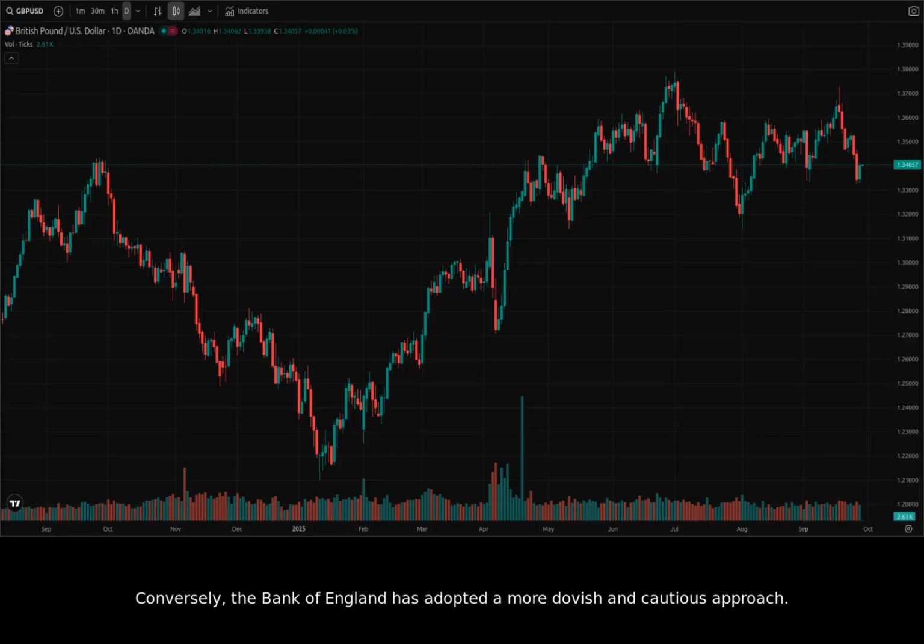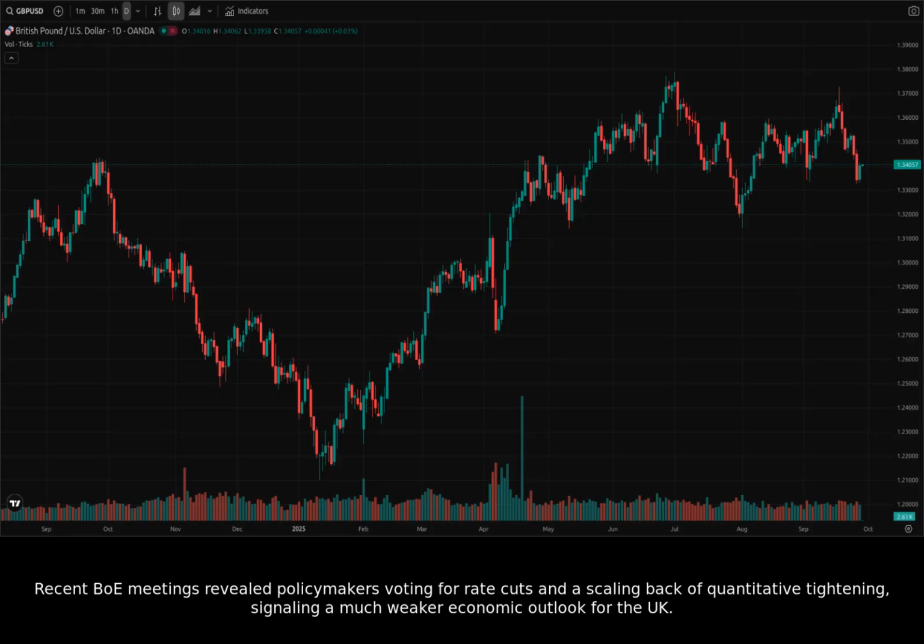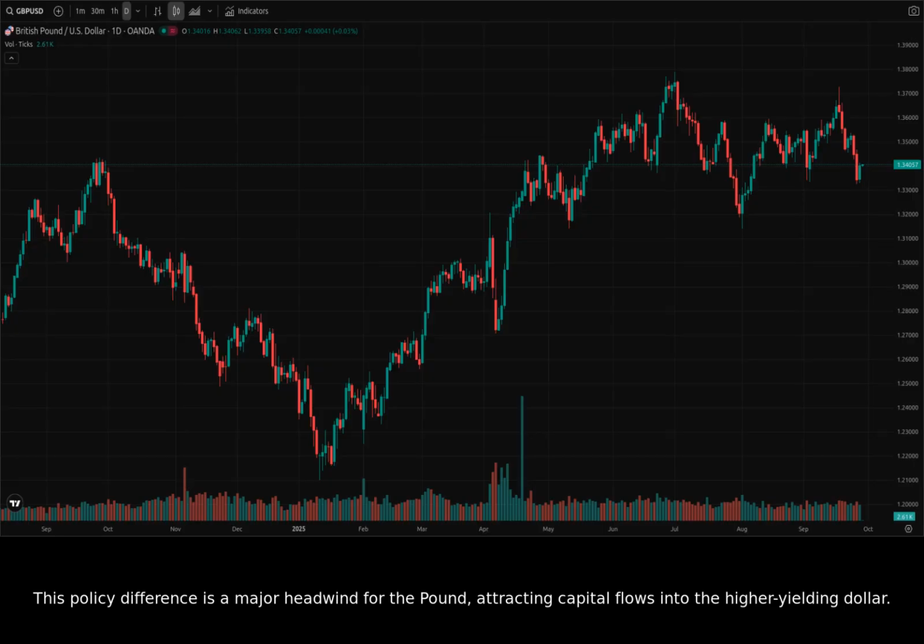Conversely, the Bank of England has adopted a more dovish and cautious approach. Recent BOE meetings revealed policymakers voting for rate cuts and a scaling back of quantitative tightening, signaling a much weaker economic outlook for the UK. This policy difference is a major headwind for the pound, attracting capital flows into the higher-yielding dollar.